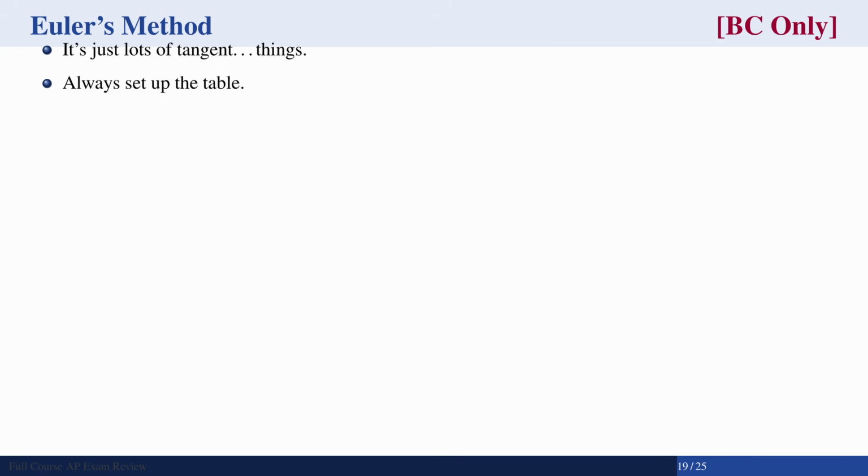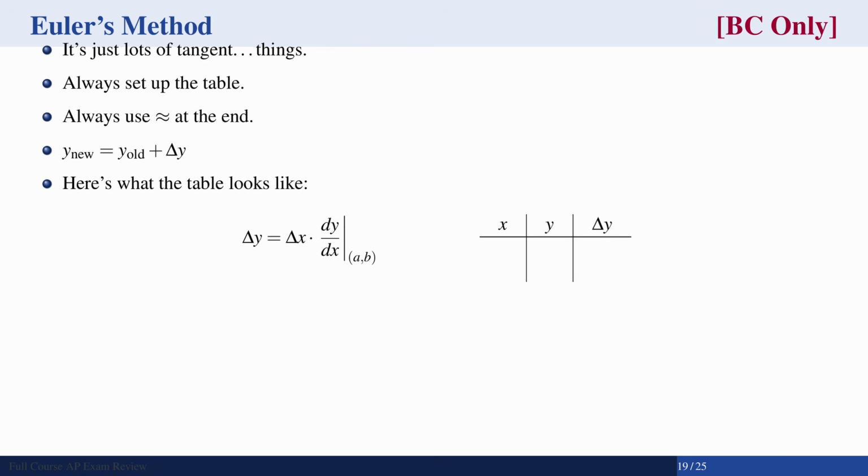My recommendation, always use a table for these, and I'm going to show you the table in a second. You are always approximating when you do this, so always use approximately equal to at the end. To find a new y value, you just take the old y value plus the delta y that you calculate. And here's the information in the table and the table itself. So delta y is delta x, which is the number one thing people forget. People just forget to multiply in delta x. Delta x times dy dx at AB, which is just the point in that row of the table.